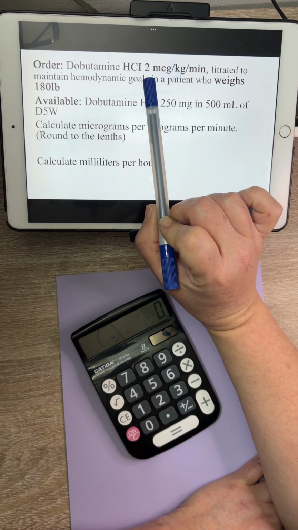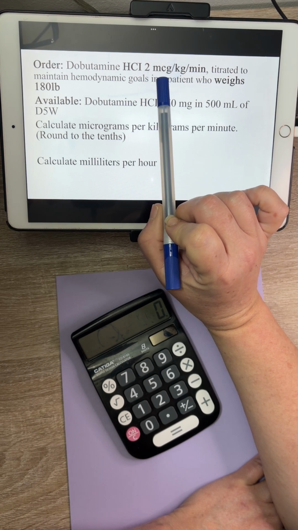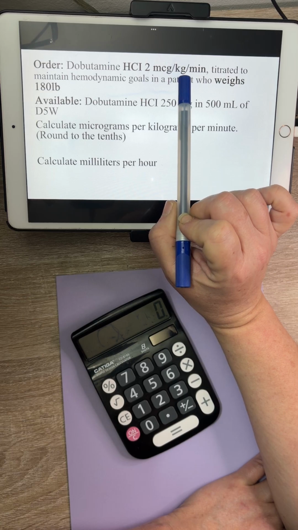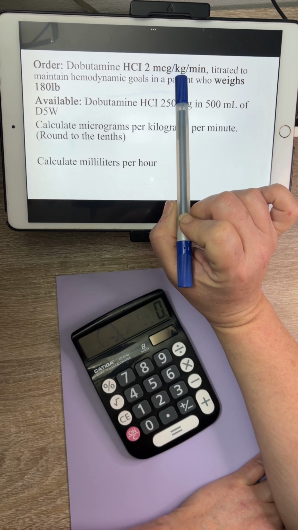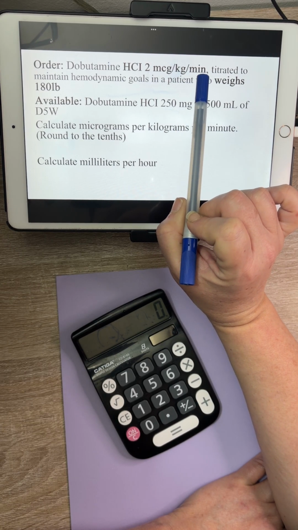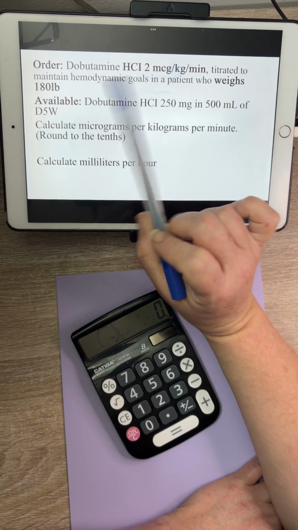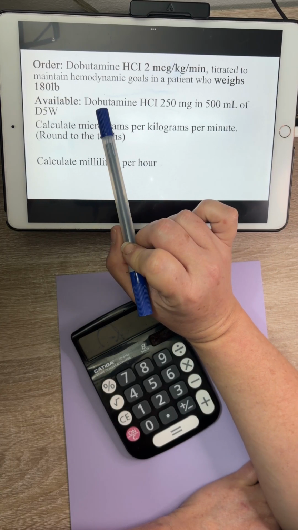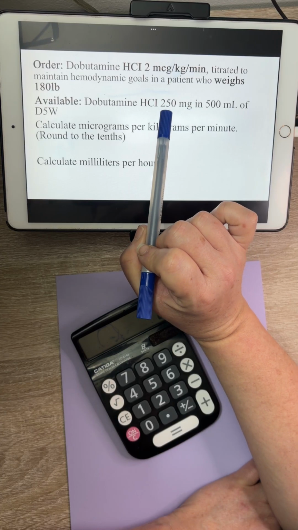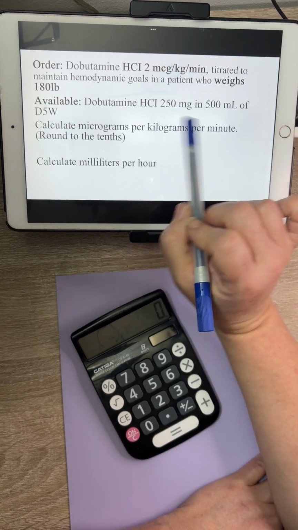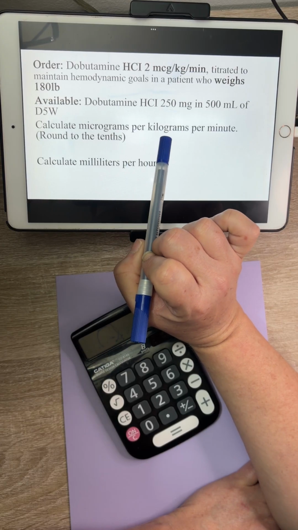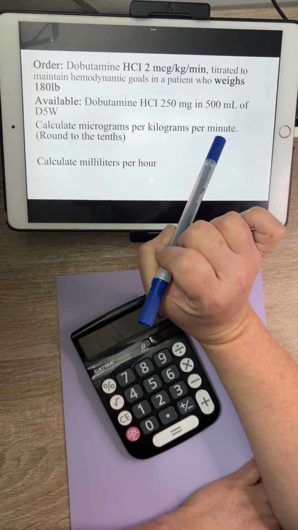This says the doctor wants 2 micrograms for every single kilogram this patient has. And the answer that you get will be the micrograms per minute, okay? And then it tells you he weighs 180 pounds. And then the dobutamine you have in your hand is 250 in 500 milliliters. But she wants you to calculate the micrograms per kilogram per minute.